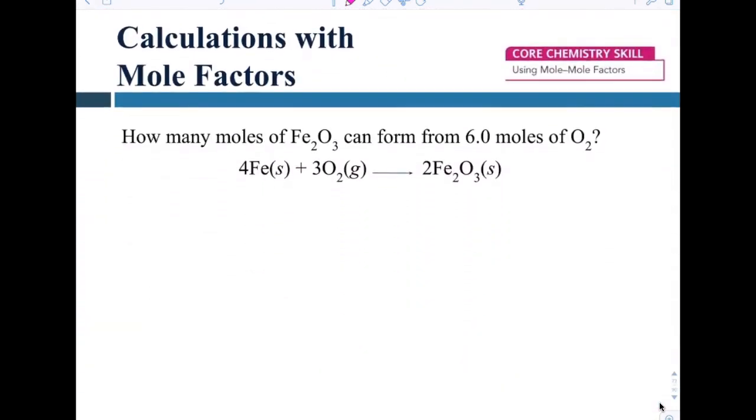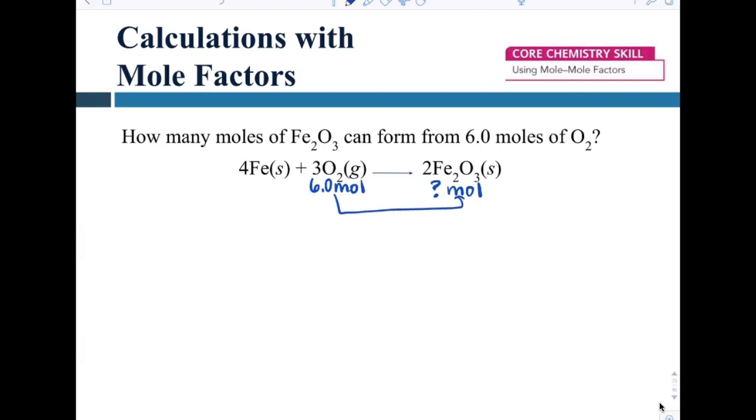So let's use it in some math. How many moles of iron 3 oxide can form from 6 moles of oxygen? And so if I set up my equation, I would like for you to practice writing it directly under the substance. So if I want how many moles of this substance, starting with 6 moles of this, I'm going to go from here to here.